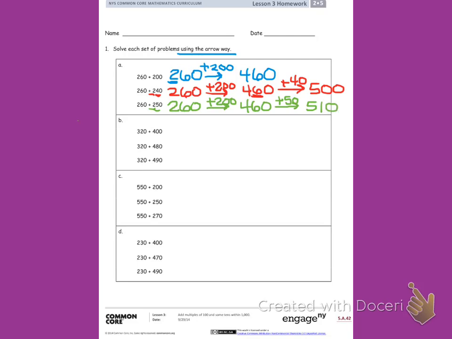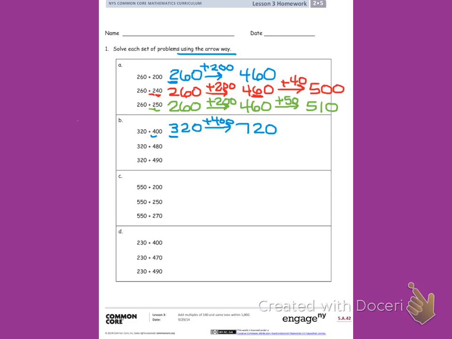Let's look at item B. 320 plus 400. I'll write down 320 first. And I'm going to add 4 groups of 100, or 400. That means I'm going to change the number in the hundreds place up by 4. So 320 up by 4 is 420, 520, 620, 720. Now we'll look at the next problem.